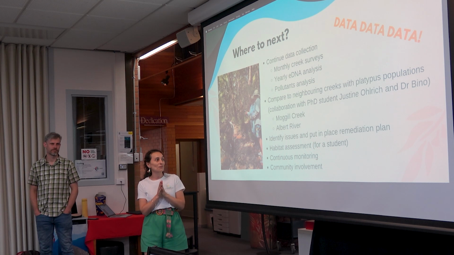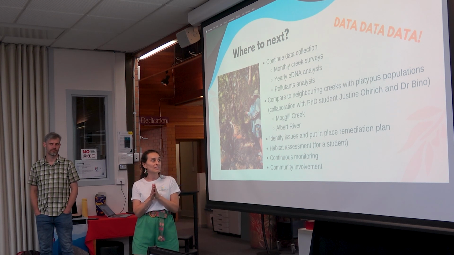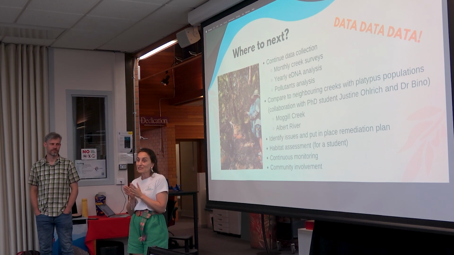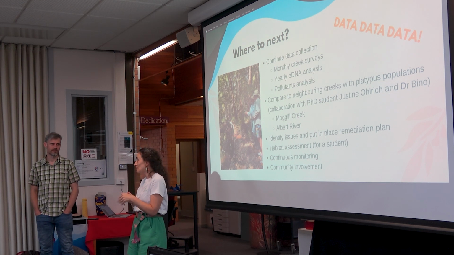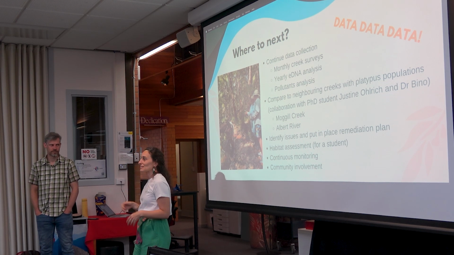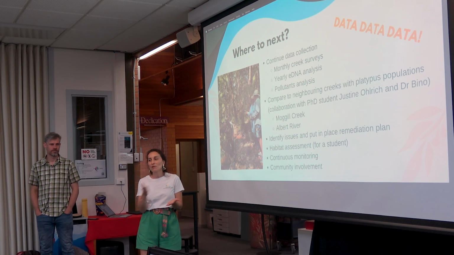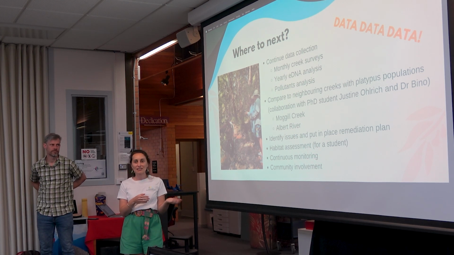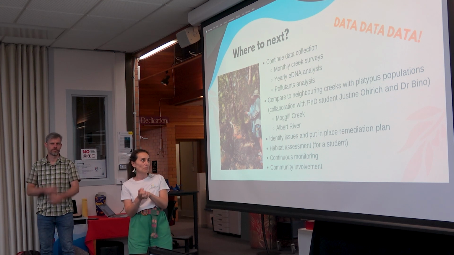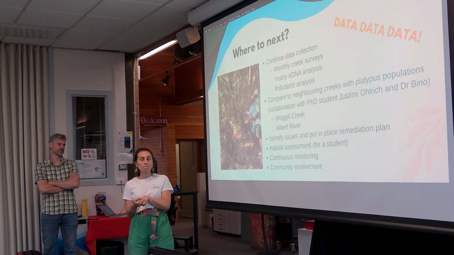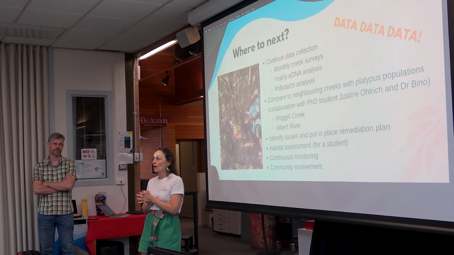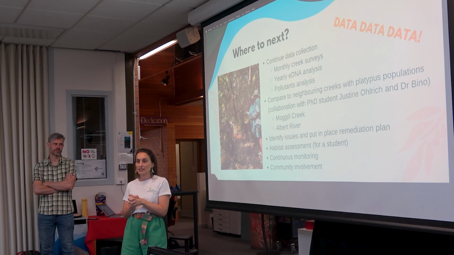As we said, it would be continuing collecting data to identify, okay, what's the problem with the creek? Is it because we are missing these aquatic plants? Is it because there's pollutants? Is it because of some other reason? But before we can implement a plan, we need to understand the issues, and that all goes back to data. The next step is to do habitat assessment, which we haven't done yet.